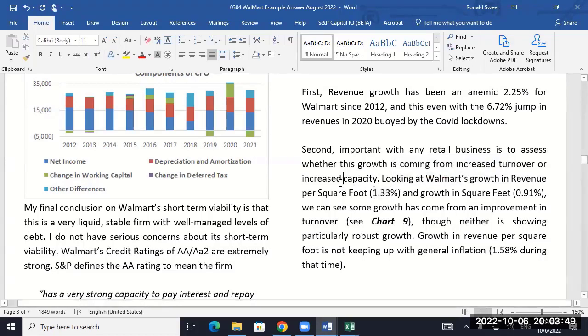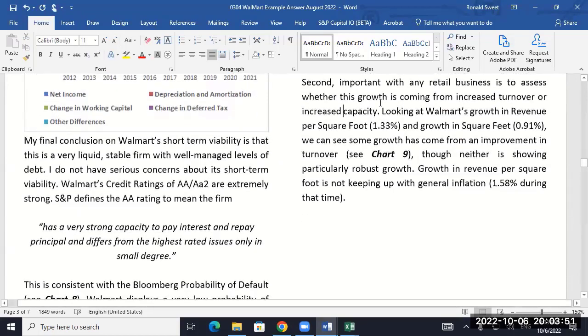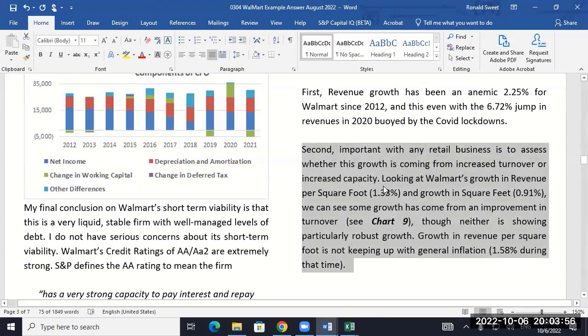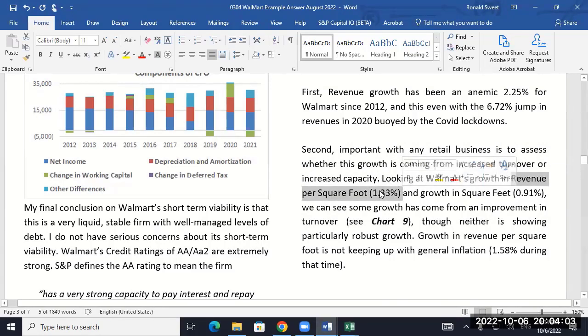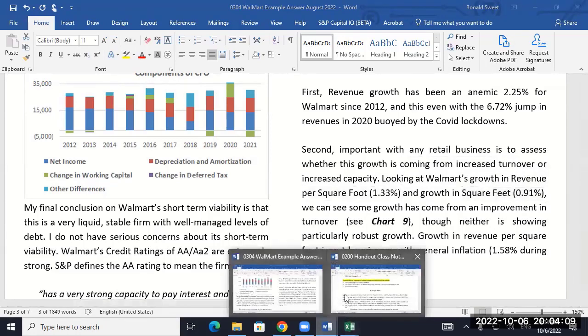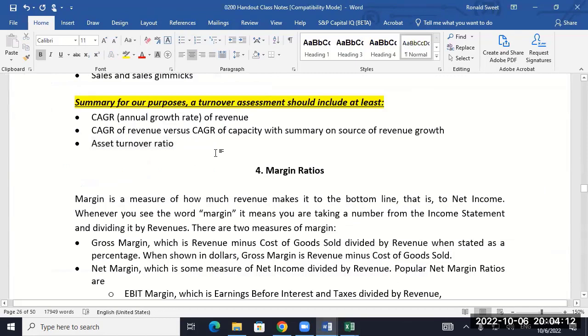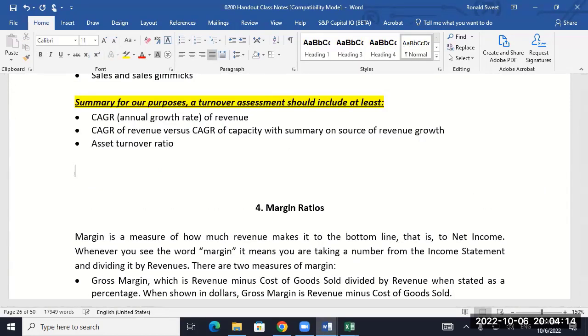Wow. All right, so this paragraph, a lot of students lose points on this paragraph. You got to make a distinction between turnover growth and capacity growth. So their revenue per square foot, that's their turnover, improved 1.33%, and their capacity increased 1%. Now, let's be real clear on something here. I mentioned inflation. When do you talk inflation and when do you not talk inflation?